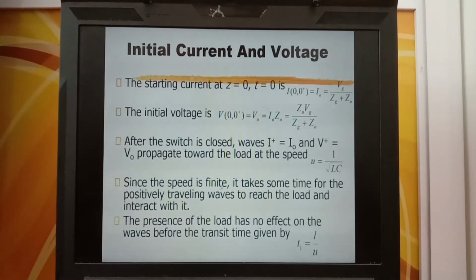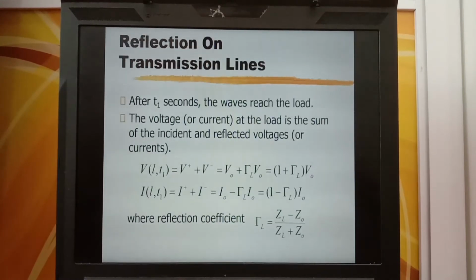Since the speed is finite, it takes some time for the positively traveling wave to reach the load and interact with it. The presence of the load has no effect on the wave before the transit time given by t1 equals l over u, where l is the length of the transmission line and u is the propagation velocity of the wave. At time t1 seconds, the wave reaches the load.